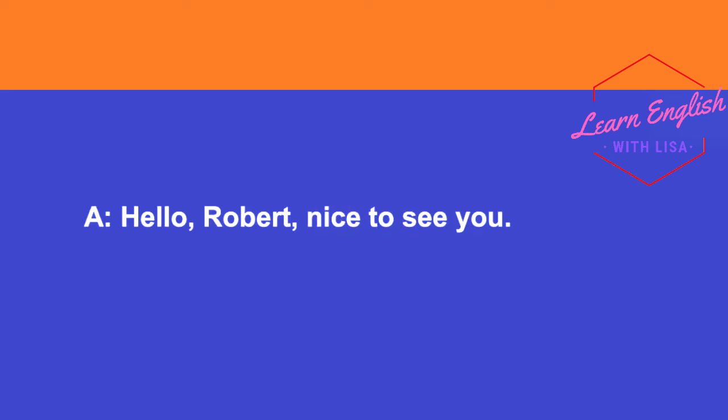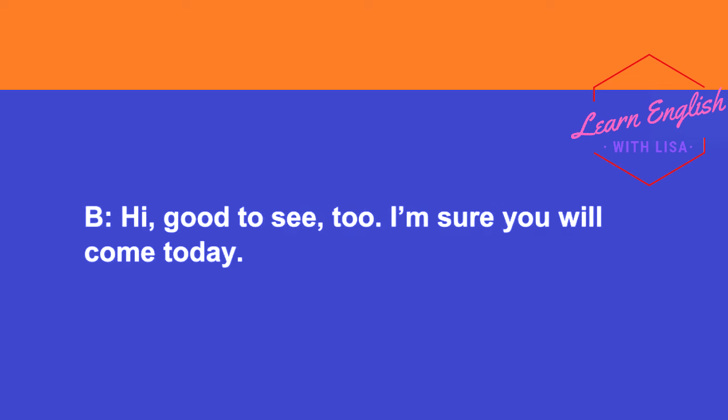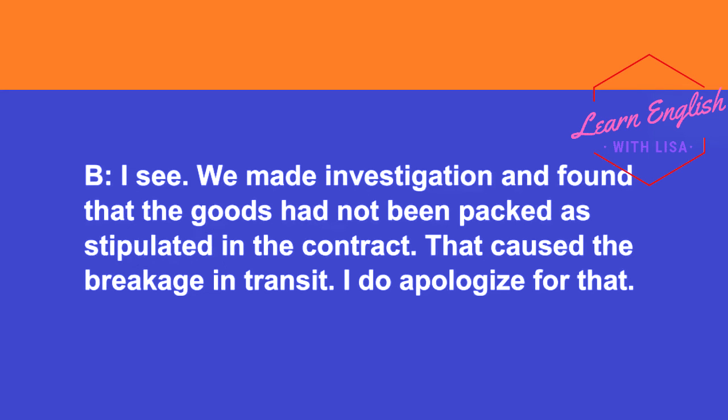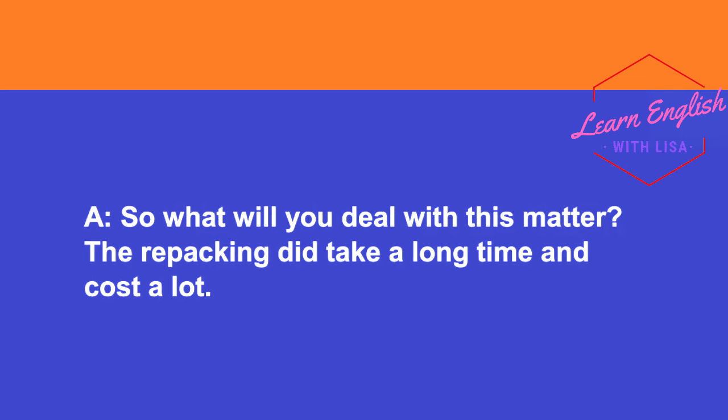Dialog 1. Hello, Robert. Nice seeing you. Hi, good to see you too. I'm sure you will come today. I'm here to settle the claim for last shipment. I see. We made investigation and found that the goods had not been packed as stipulated in the contract. That caused the breakage in transit. I do apologize for that. So, what will you do about this matter?